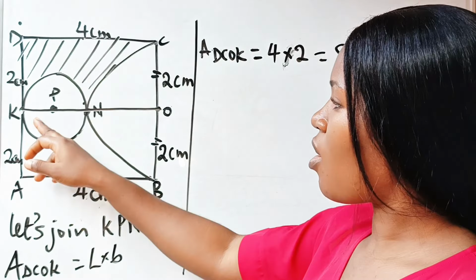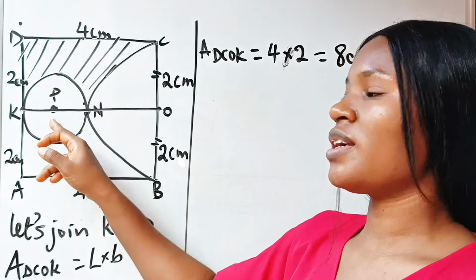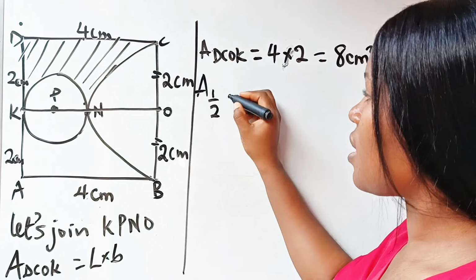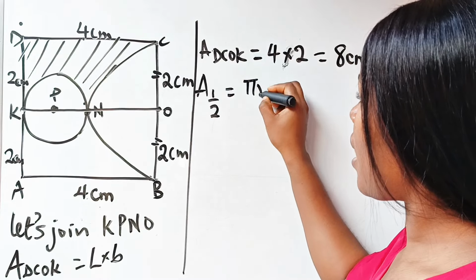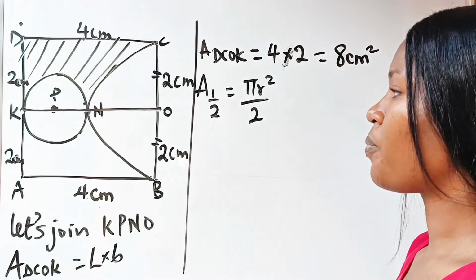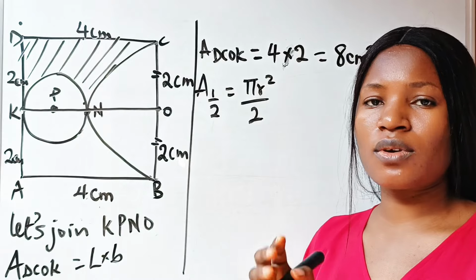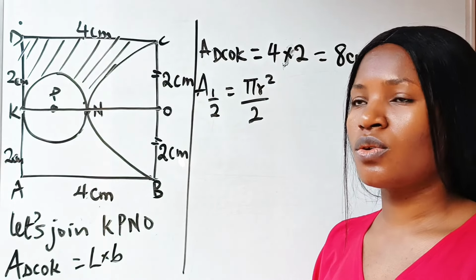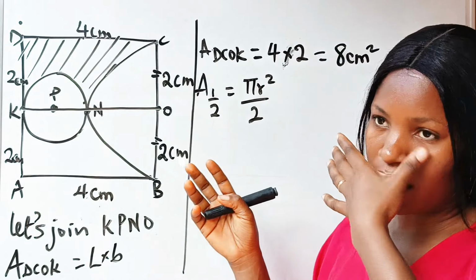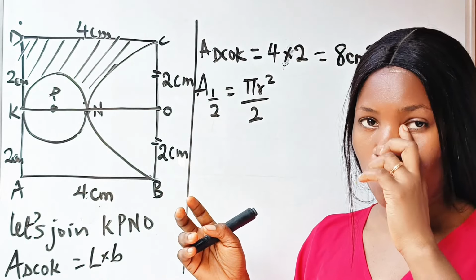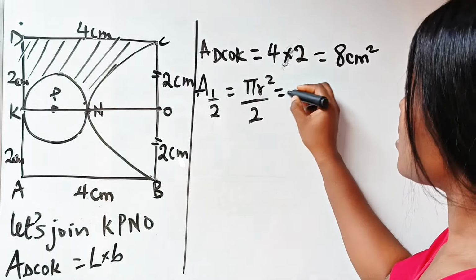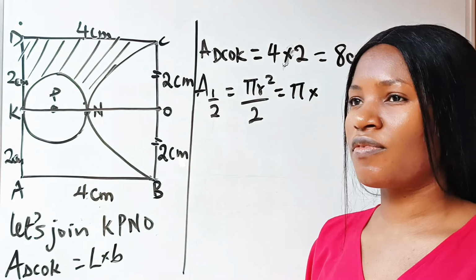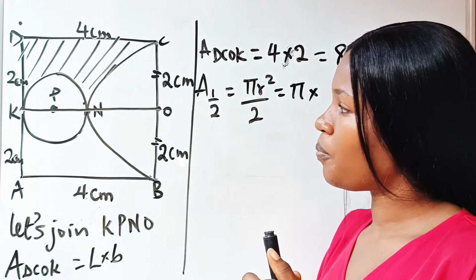Now let's find area of half of this circle, this smaller circle. So area of half of the circle will be equal to pi r squared divided by 2. Because area of a circle is pi r squared. But this is half of a circle, so it should be pi r squared divided by 2. So this is pi times. So the problem here is how to find the radius of this smaller circle.